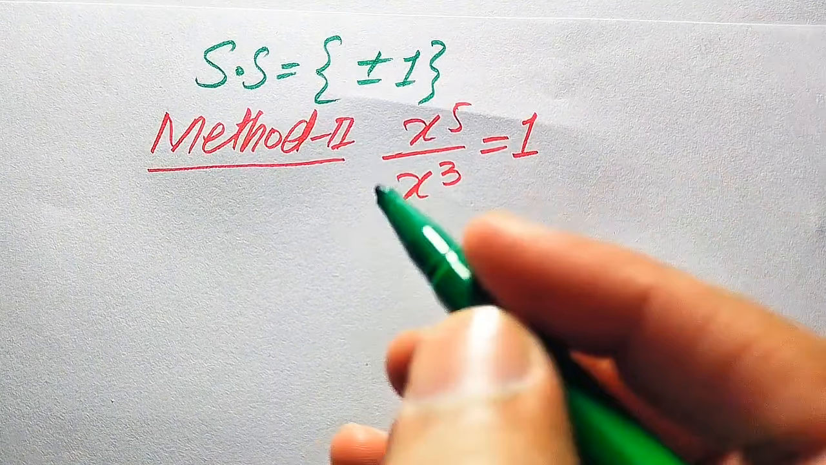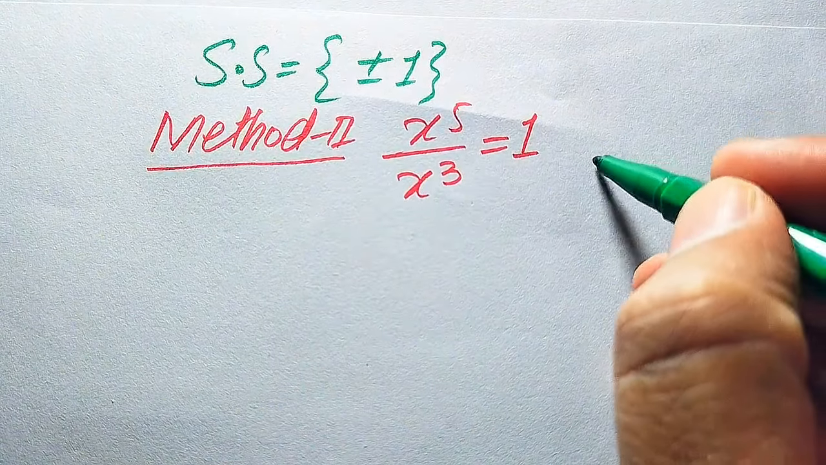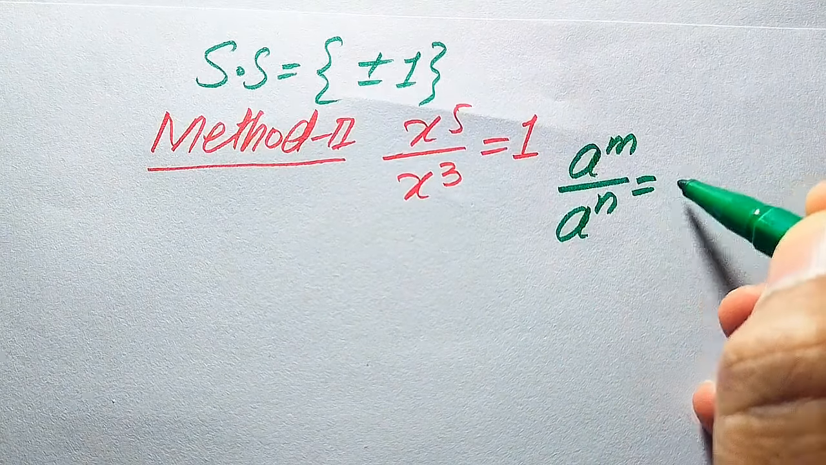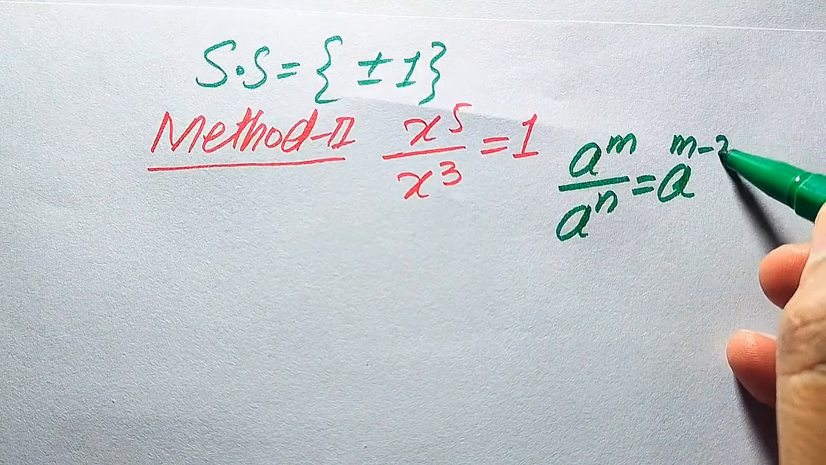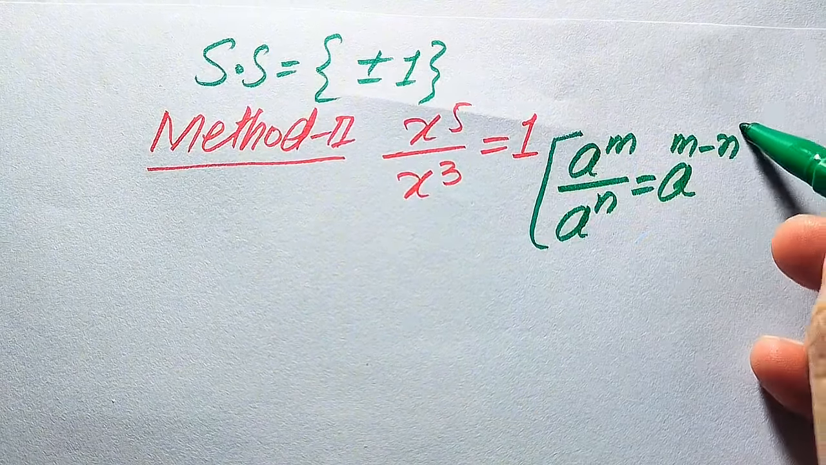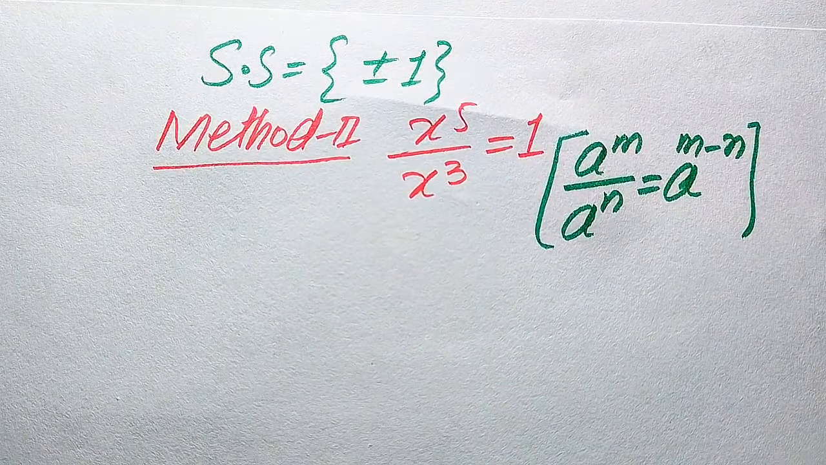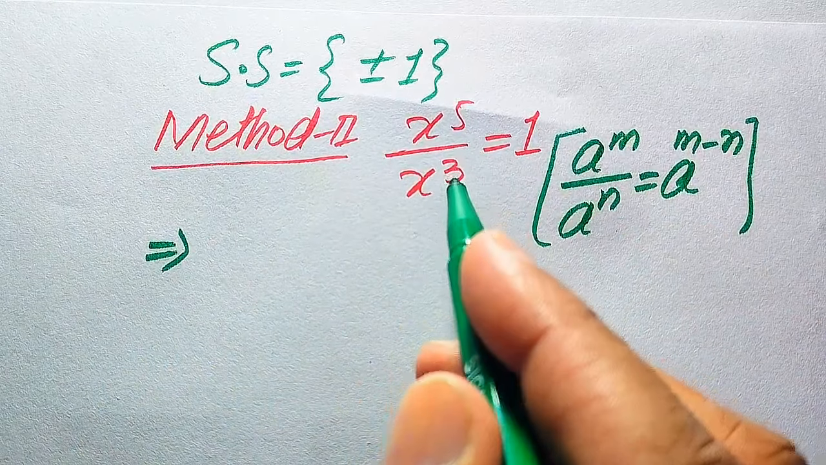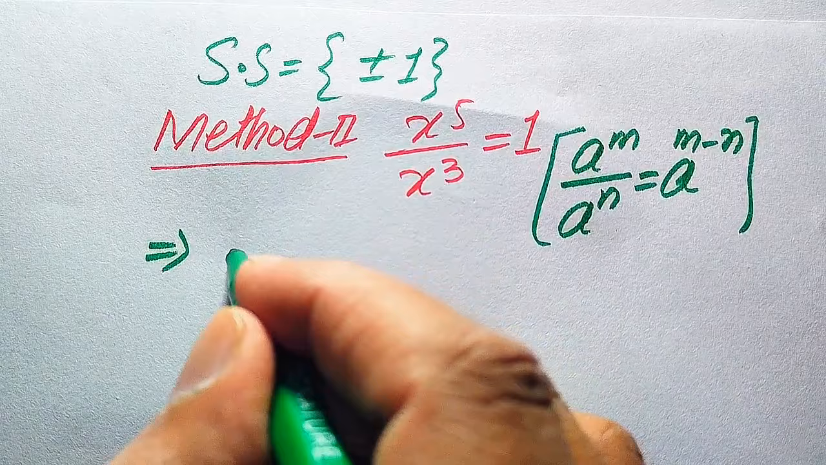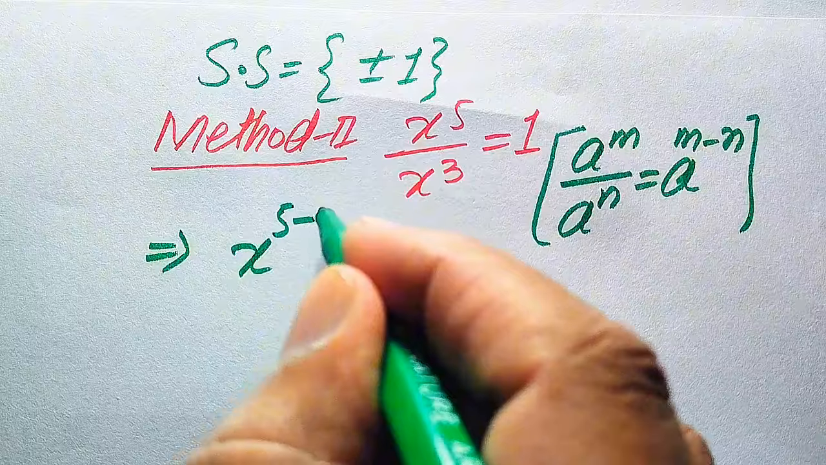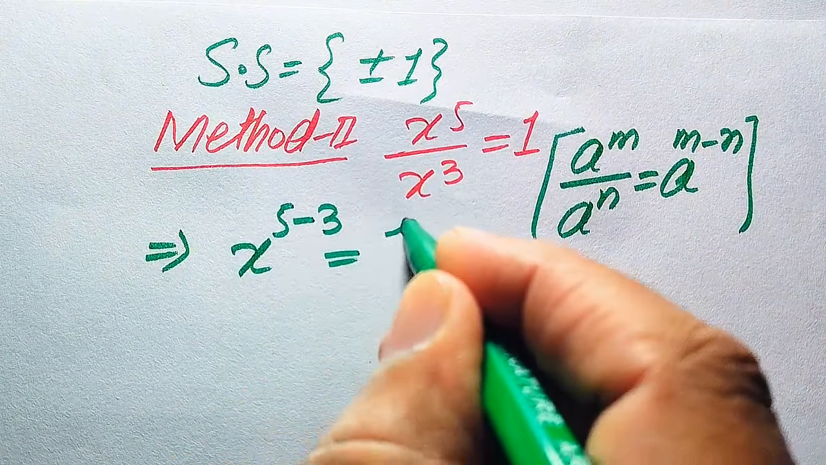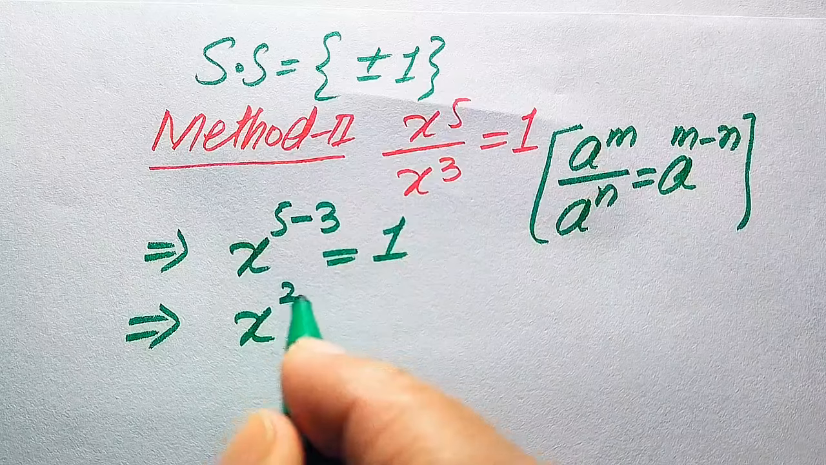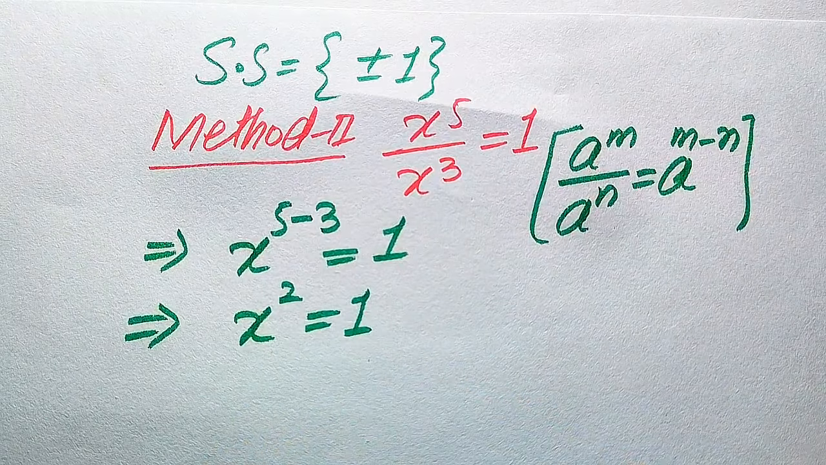So here we use this nice exponential law. You know that if we have a to the power of m divided by a to the power of n, it equals a to the power of m minus n. So according to this rule of exponents, we apply this rule to the left hand side, and it becomes x to the power of 5 minus 3 equals 1. And here we obtain x squared equals 1.